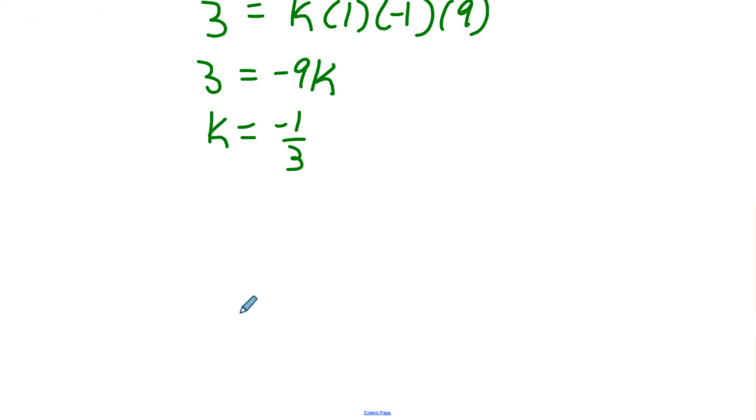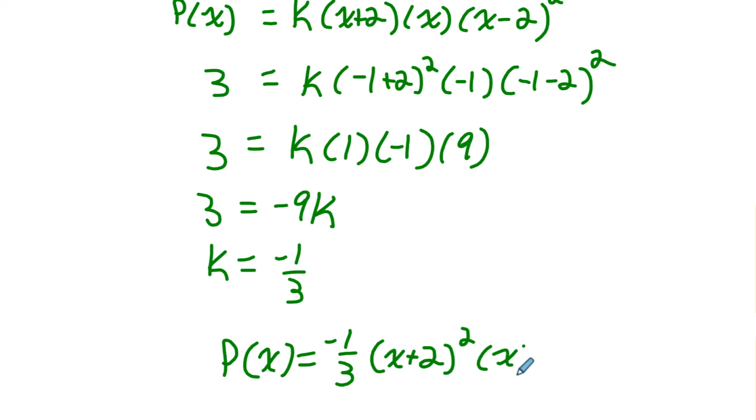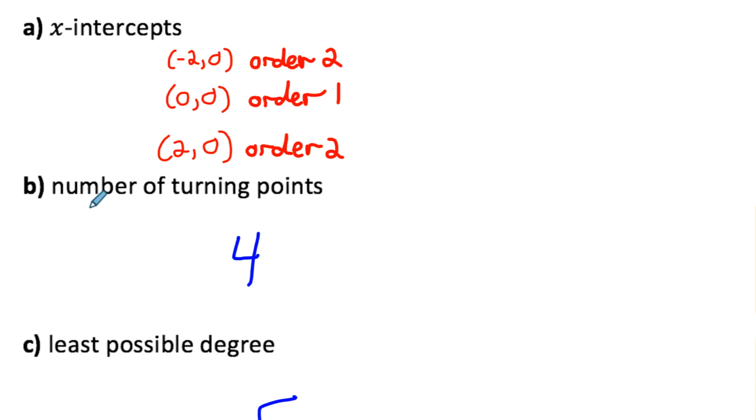So my final equation for this polynomial function, which I'll call p of x, equals negative a third times those 3 factors, x plus 2 squared, x, and x minus 2 squared. Now you'd actually probably see this factor of x here beside the negative a third, but it doesn't matter the order of those factors. And let's just verify in Desmos that we have the correct version of this formula that matches this graph.